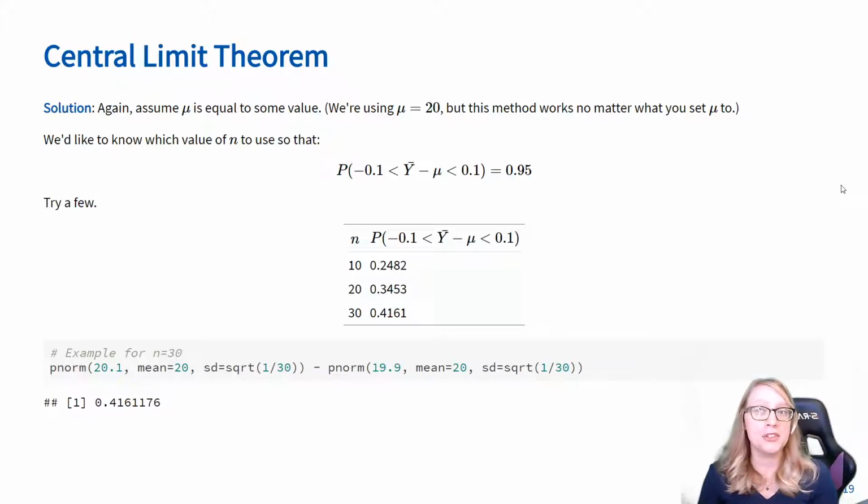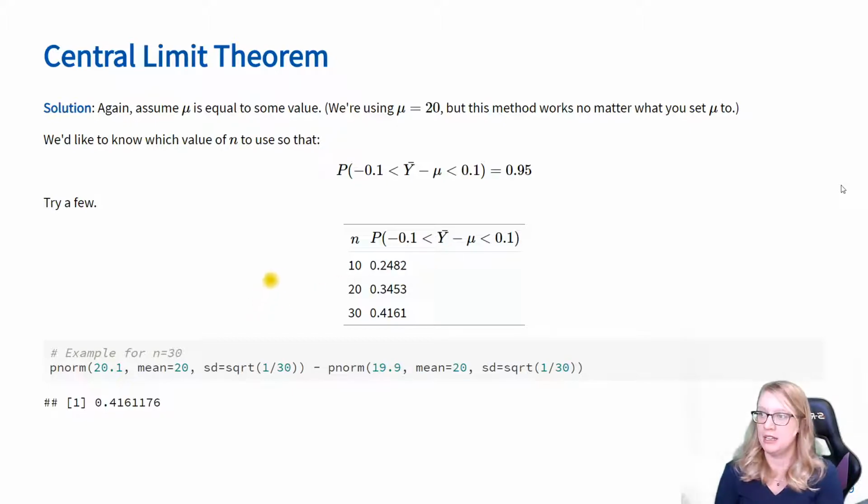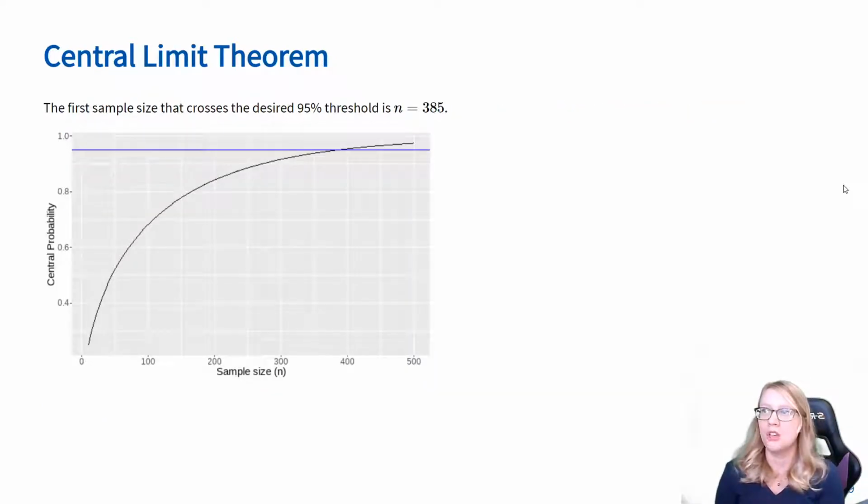We could start by just trying a few. We tried 9 originally. If we bump that up to 10, that doesn't get us very far. If we go up to 20, 30, we're still not really reaching a high enough sample where we're narrowing that sampling distribution down enough. So let's keep going. Here, you can see that I've calculated sample sizes all the way up to 500 for this bound. The first sample size that crossed that 95% threshold for me was 385.